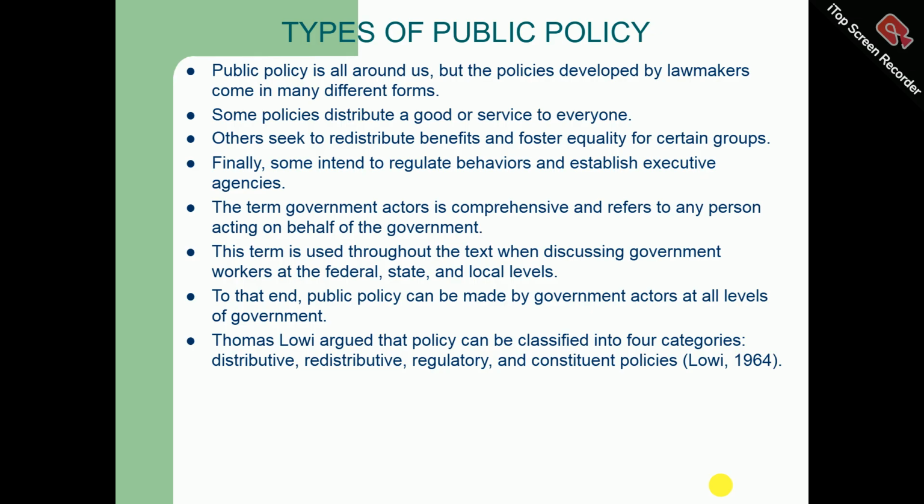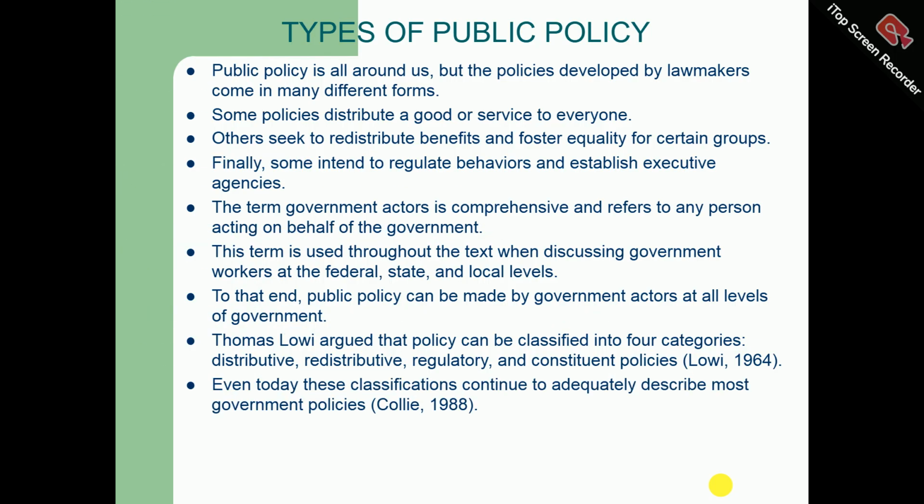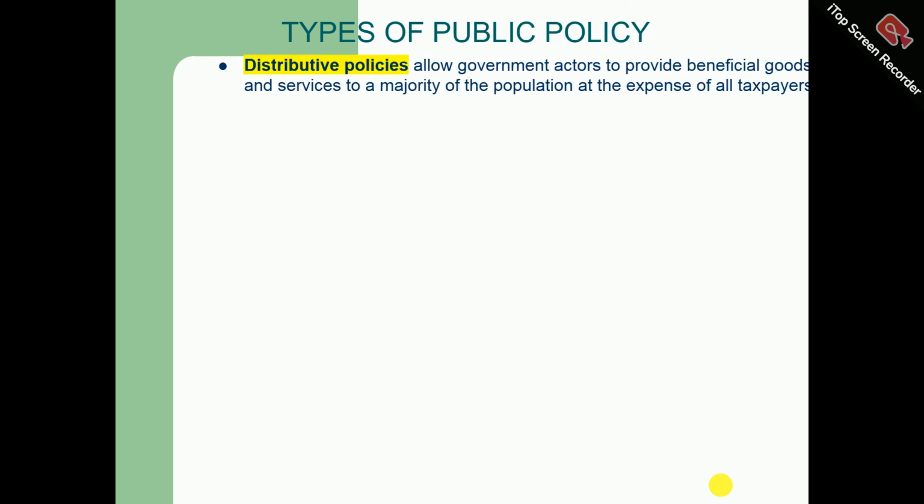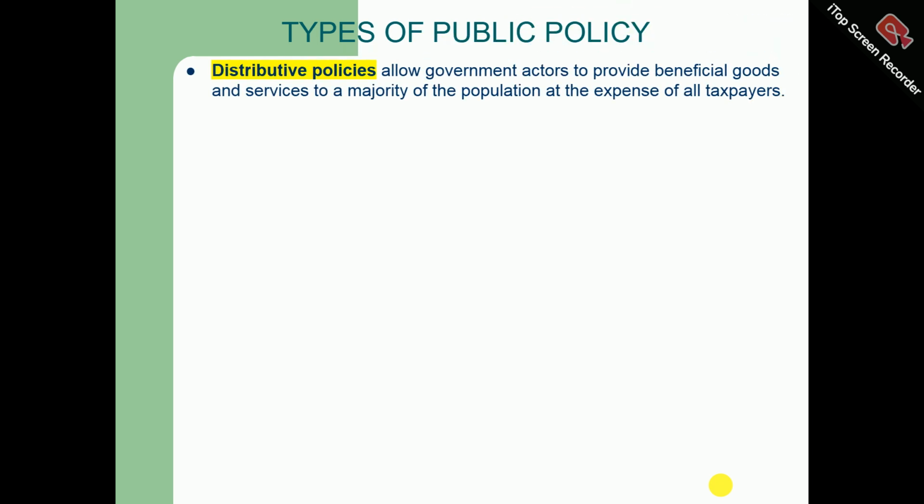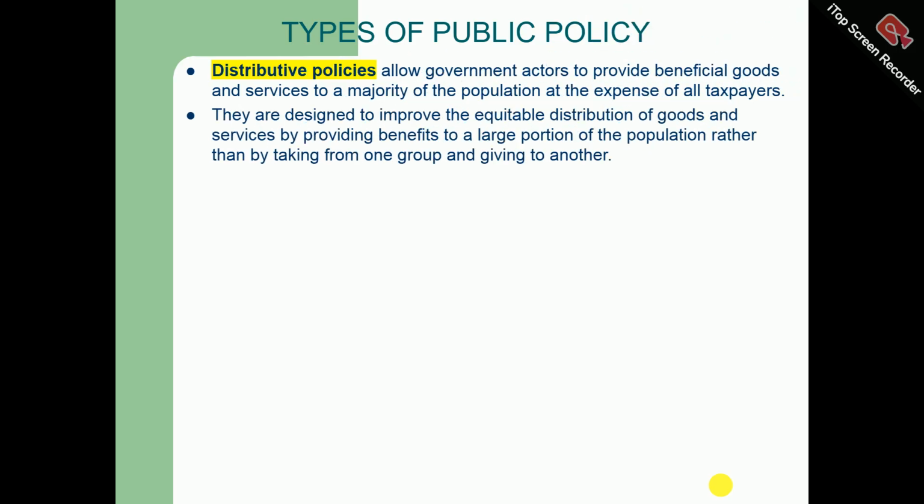Lowi's law argued that policy can be classified into four categories, that is, distributive public policy, redistributive public policy, regulatory, and constituent policies. Even today, these classifications continue to adequately describe most government policies. So let us start with distributive policies, which allow government actors to provide beneficial goods and services to a majority of the population at the expense of all taxpayers.